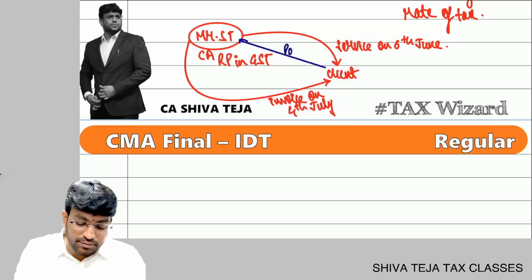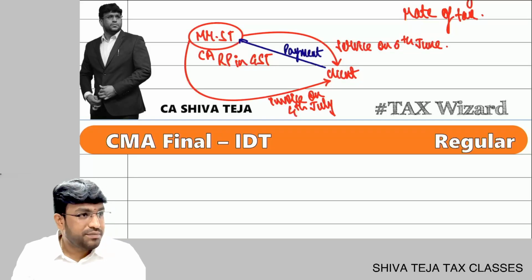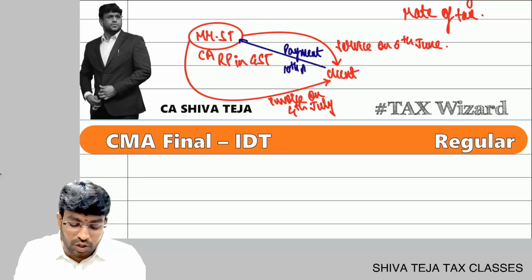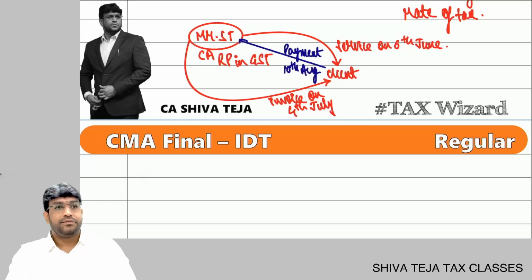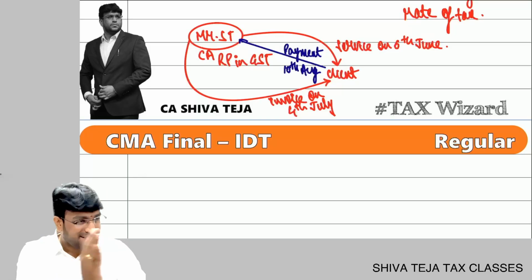And finally, client made payment. Let us say on 10th of August. Now we observe carefully, keeping the dates for a second aside.